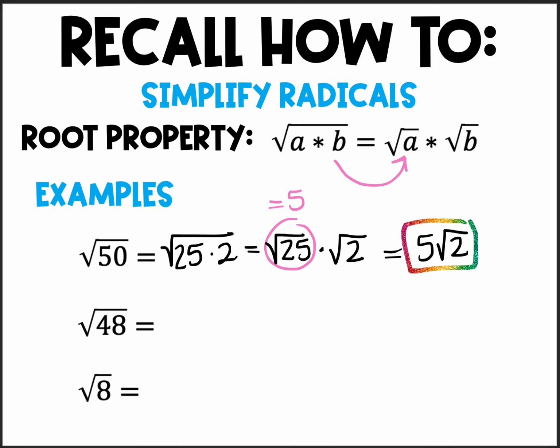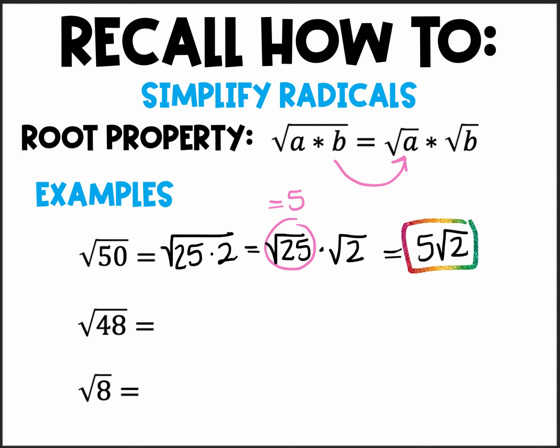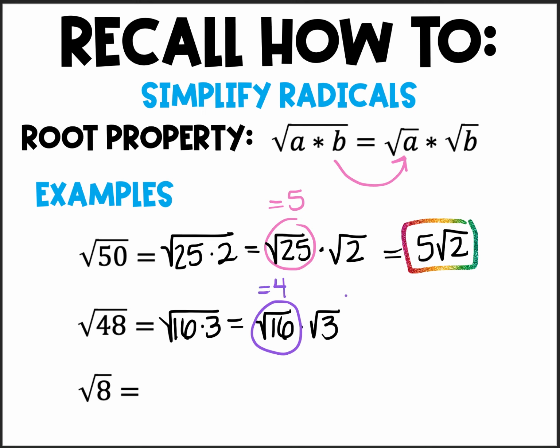So my simplified radical is 5 square root of 2. For 48, I can think of using my list of perfect squares. 48 could be 16 times 3. Remember, I'm choosing these numbers in particular because I want to have the square root of a perfect square, so I end up simplifying my radical. The square root of 16 times the square root of 3. The square root of 16 is 4. So my answer is 4 square root of 3.